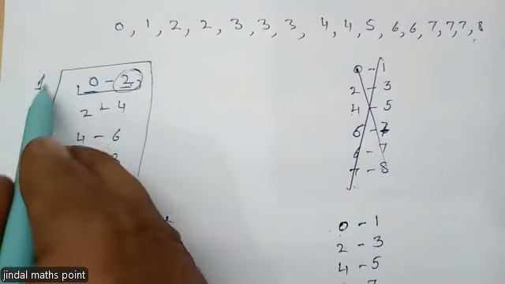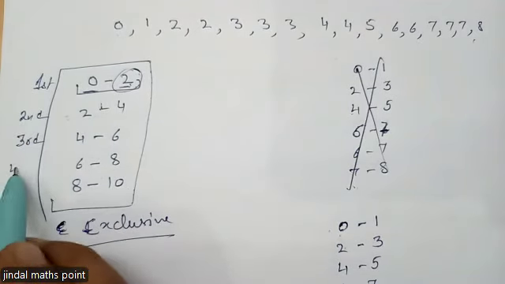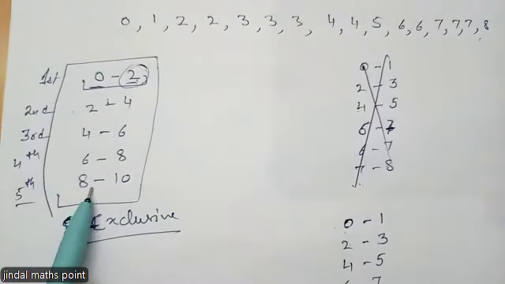This is our first class interval. This is our second class interval. This is our third class interval. This is our fourth. This is our fifth. And so on. These are the 5 class intervals.